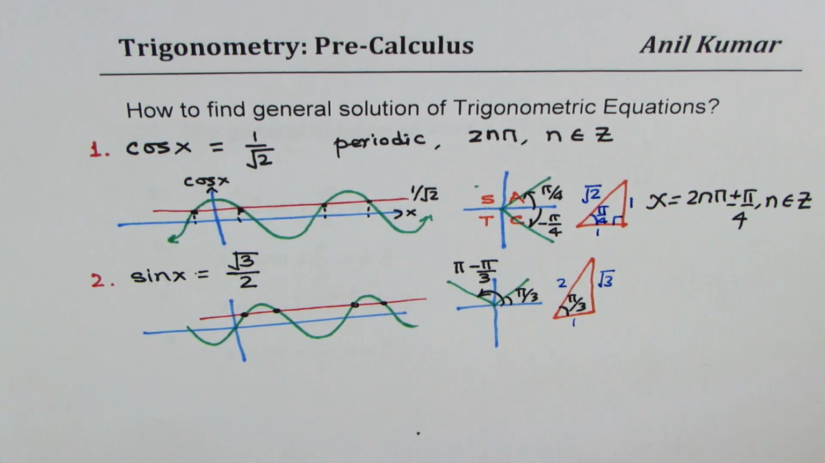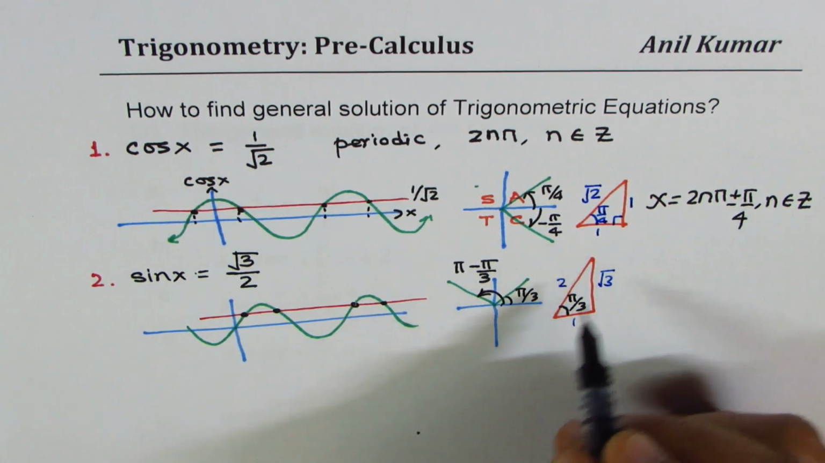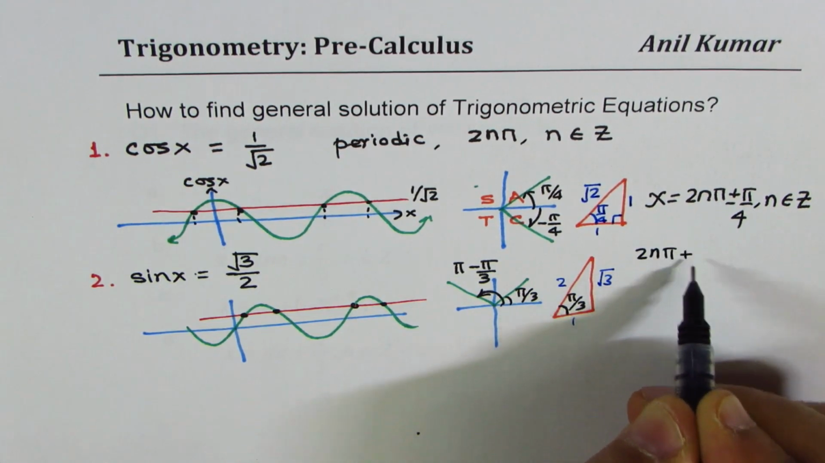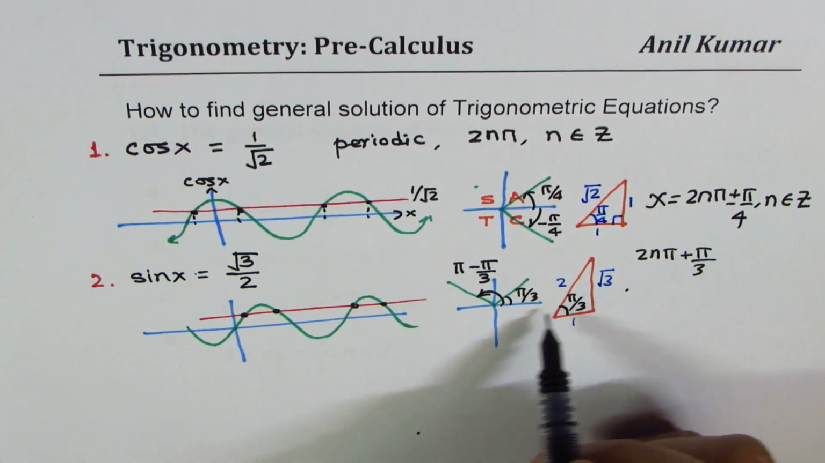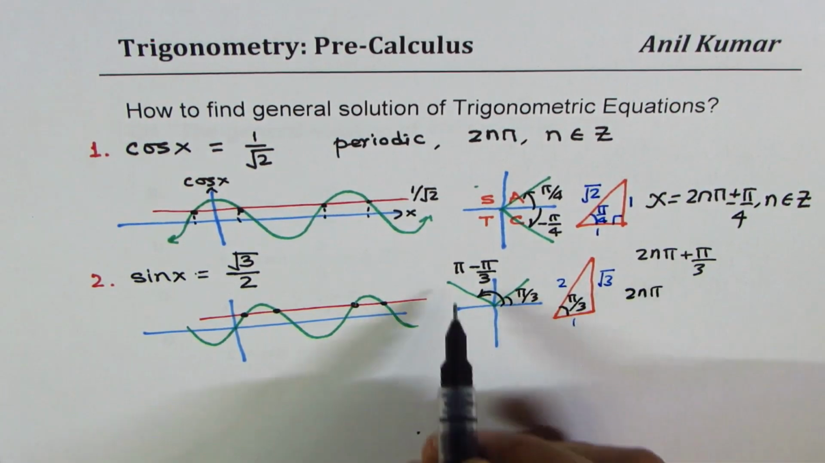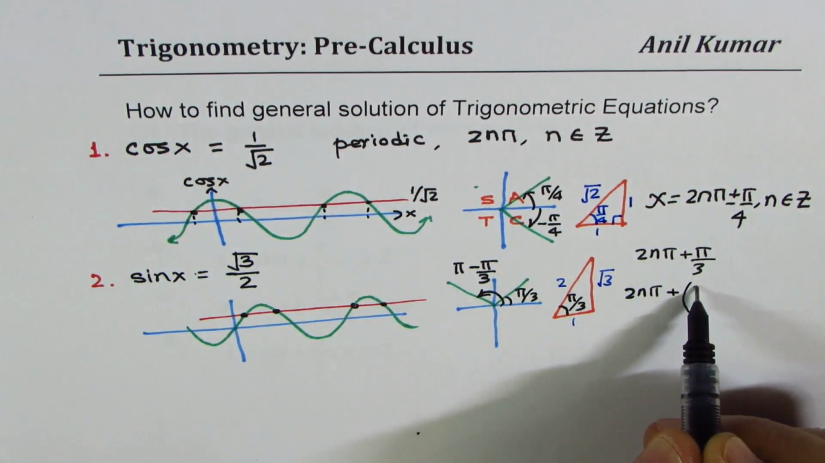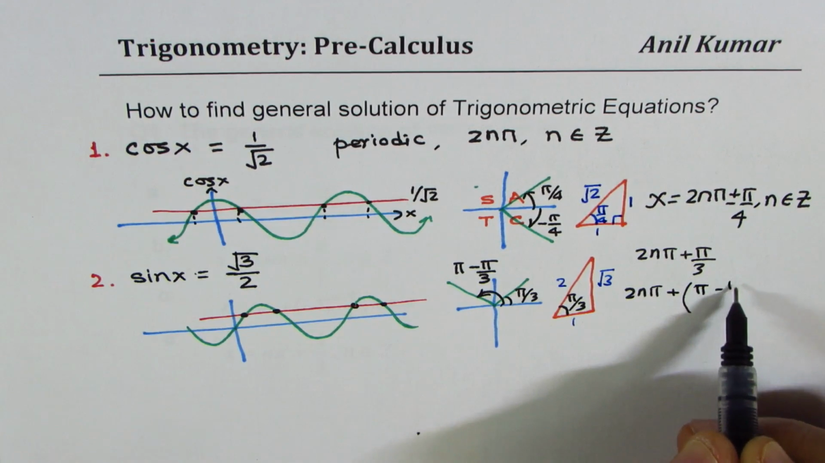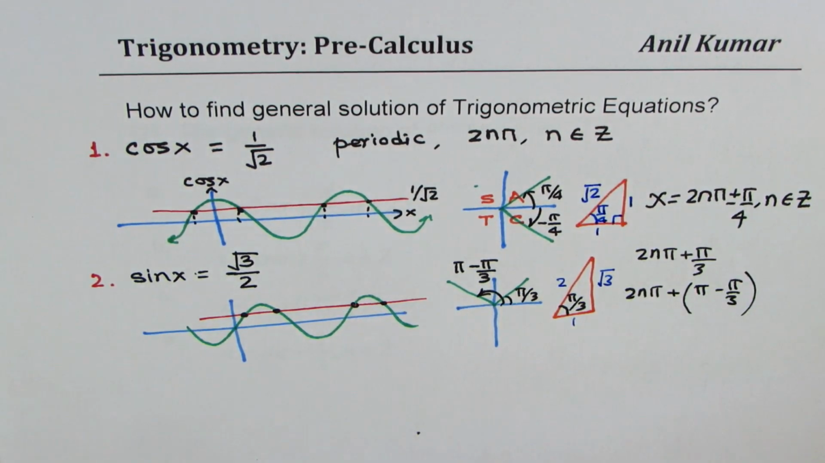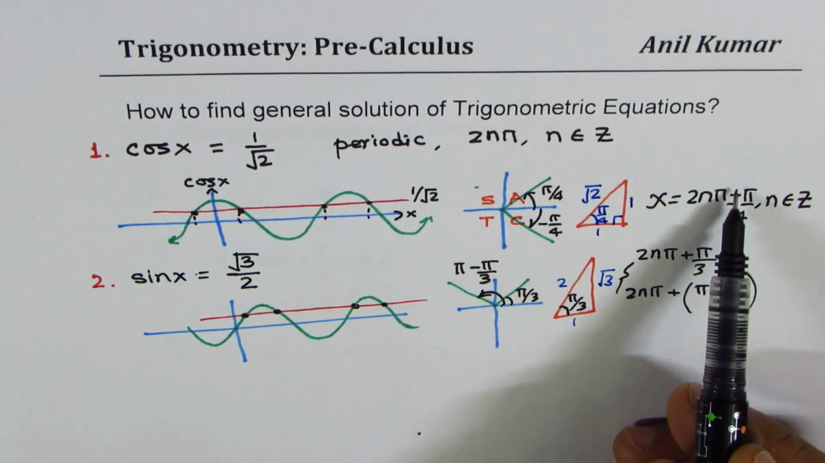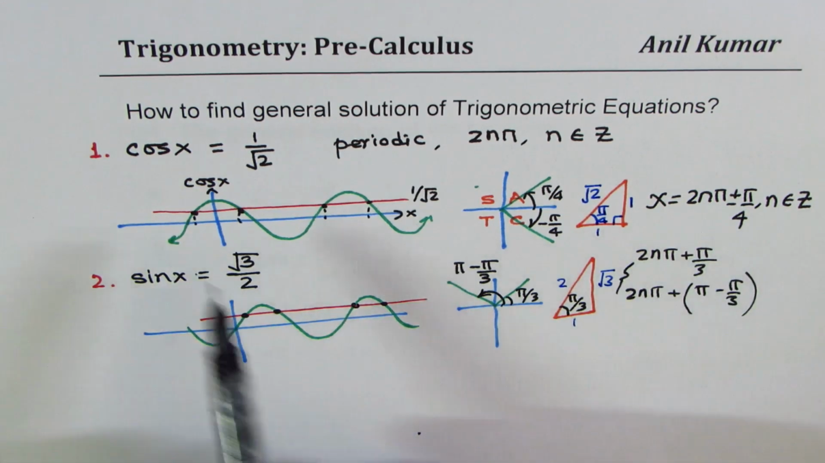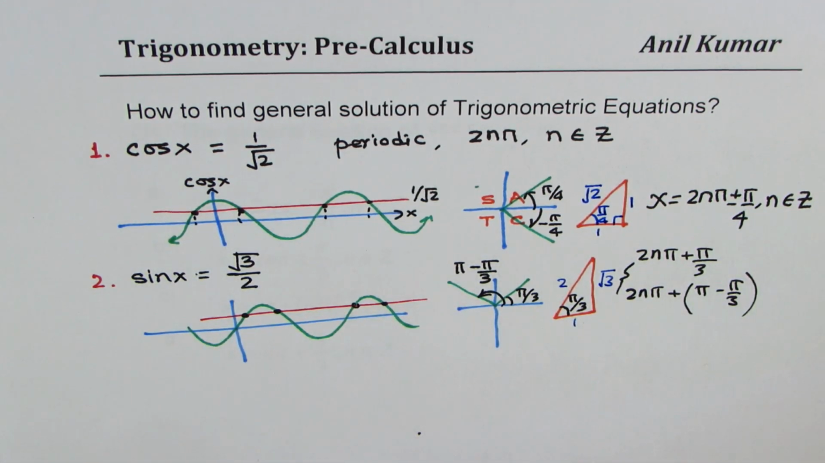So what you can do is say 2n pi plus pi by 3 is one solution. You can say 2n pi plus pi minus pi by 3 is also a solution. Is that true? So there seem to be two sets of solutions which cannot so easily be combined with the plus and minus technique which we had used for the cosine function, right?